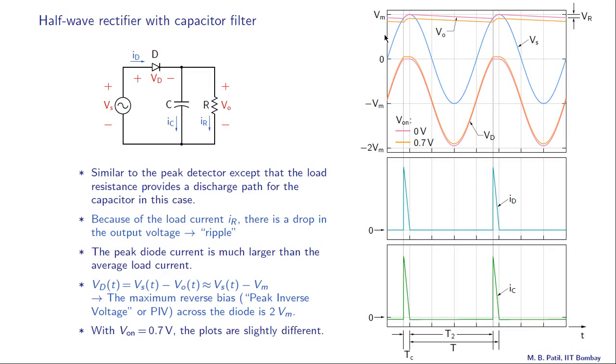Apart from that, we don't really see a big difference between the earlier VO and this VO. The ripple voltage also remains approximately the same, and also the diode voltage is nearly the same as before. We have not shown ID and IC when V on is 0.7 volts, but this circuit file is available, and you can run the simulation and verify that the results are not really too different.